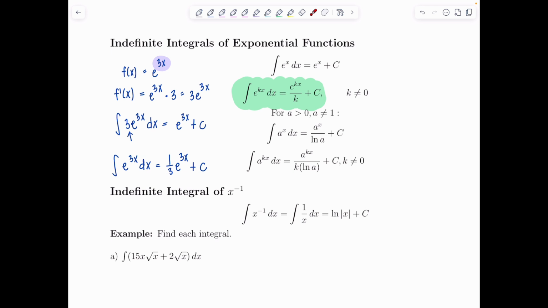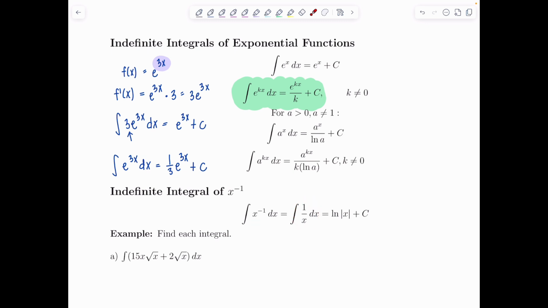And then similarly, if you're finding the antiderivative and the base is a instead of e, then you divide by natural log of a. So basically, remember when we would find derivatives, we would multiply by natural log of a. Now we go the other way, we divide by it. And then if you have kx in the exponent, and the base is a, then you divide by all that, k and ln of a.